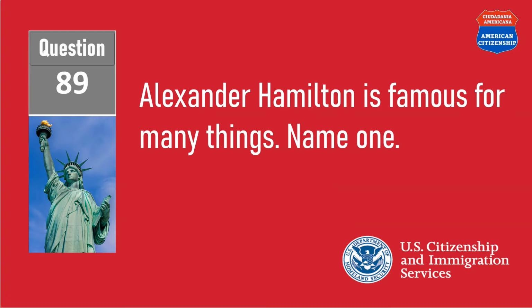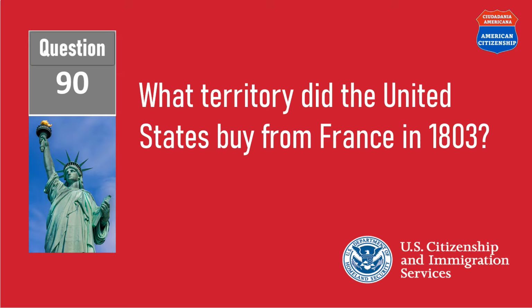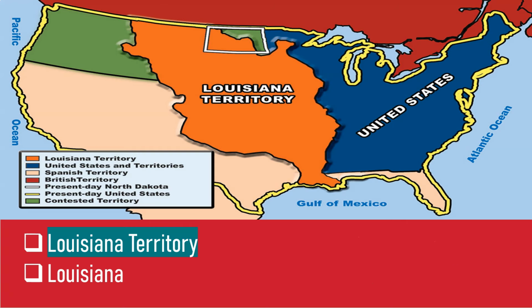Alexander Hamilton is famous for many things. Name one. Helped establish the first bank of the United States. What territory did the United States buy from France in 1803? The Louisiana Territory.